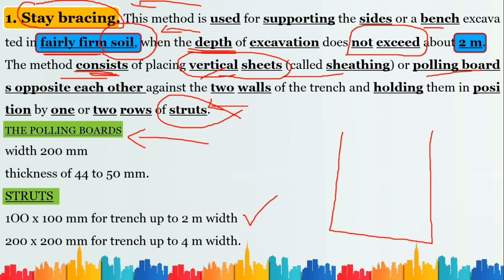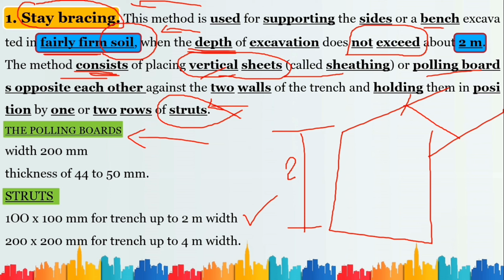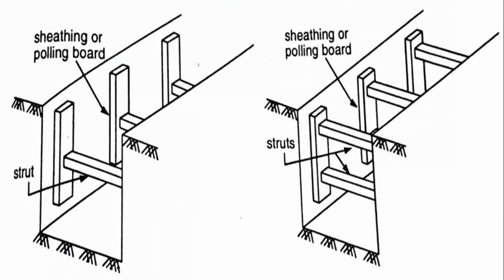For example, we have this site condition and need to excavate to a depth of maximum up to 2 meter. When the width of your trench is up to 2 meter, at that time we use a 100 by 100 mm strut. And when the width is more than 2 meter and maximum up to 4 meter, at that time we use a 200 by 200 mm strut. Later on we will discuss a particular example.